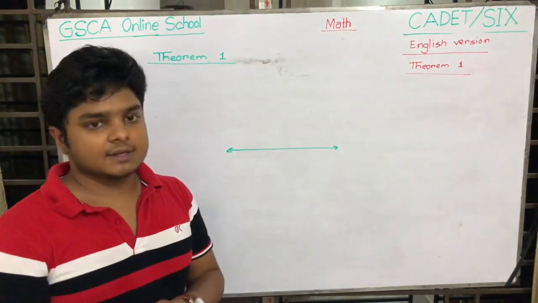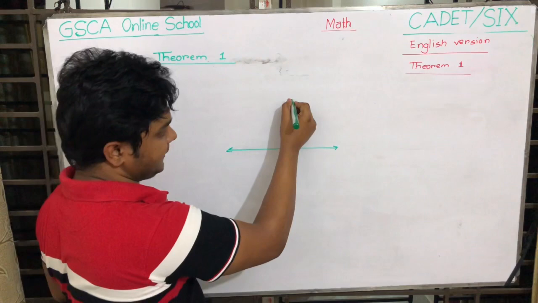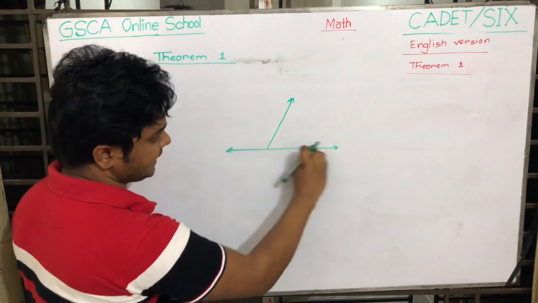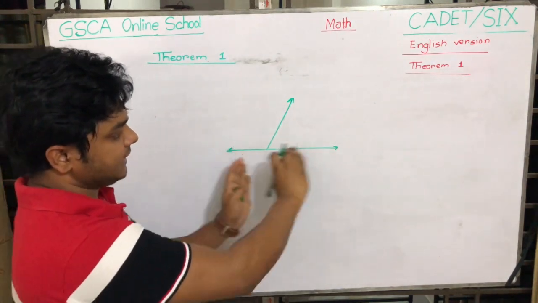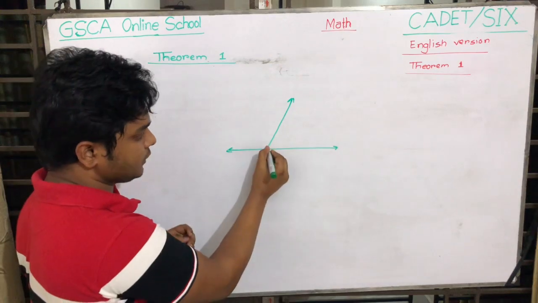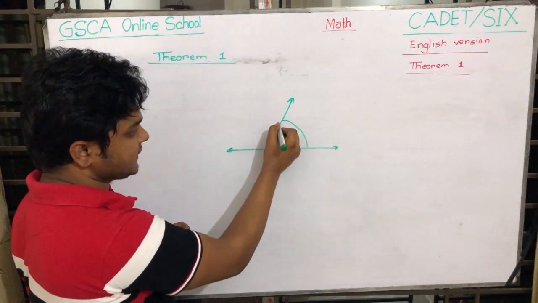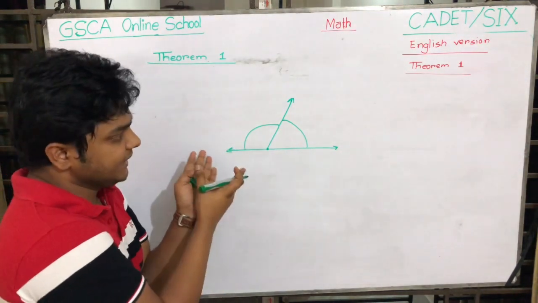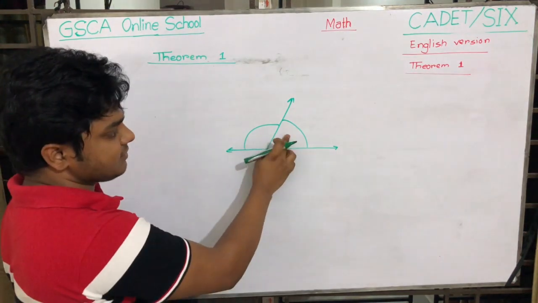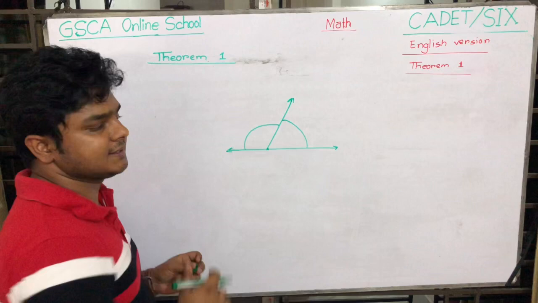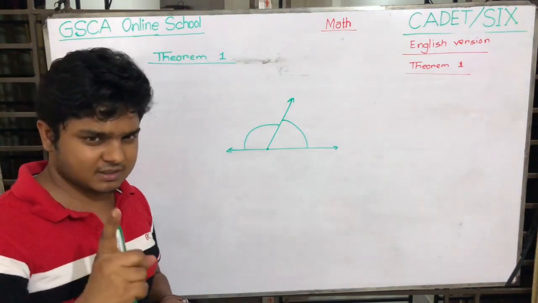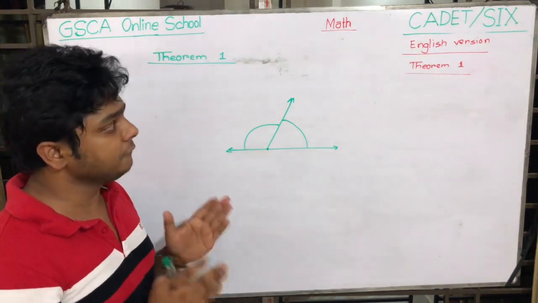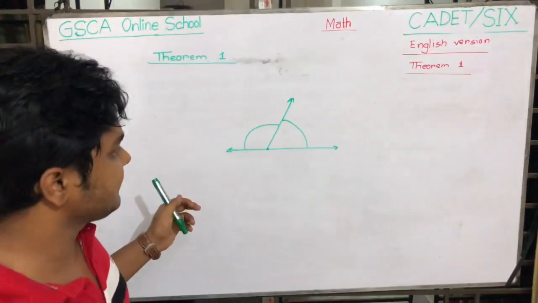Theorem 1 tells us that if a ray meets a line on a point, how many angles can you see here? Two angles are formed. These two angles are called adjacent angles. Do you know what adjacent angles are? At first you should know what adjacent angles are before proving Theorem 1. Okay, let's go back to adjacent angles first.